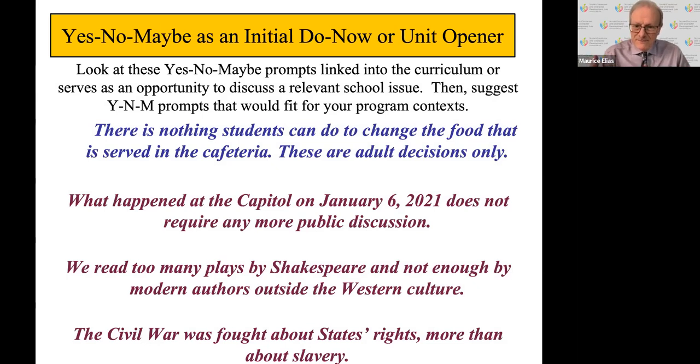Here are some examples of yes, no, maybe prompts, and think about ones that you might use in your context. There is nothing students can do to change the food that is served in the cafeteria. These are adult decisions. Yes, no, maybe. What happened at the Capitol on January 6, 2021 does not require any more public discussion. Yes, no, maybe. We read too many plays by Shakespeare, not enough by modern authors outside the Western culture. The Civil War was fought about states' rights more than about slavery.